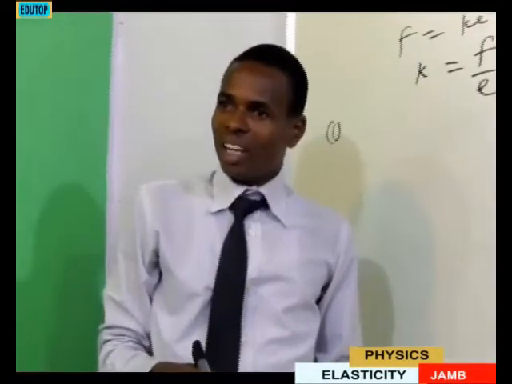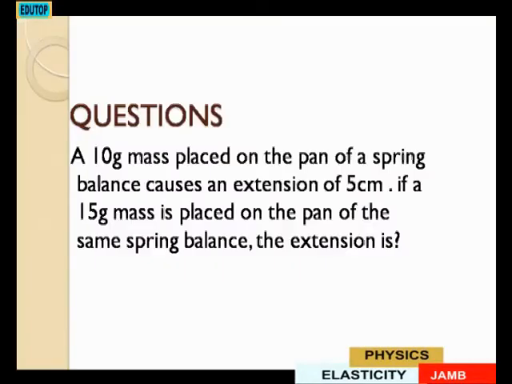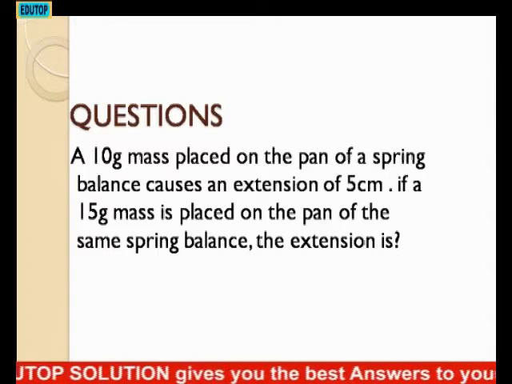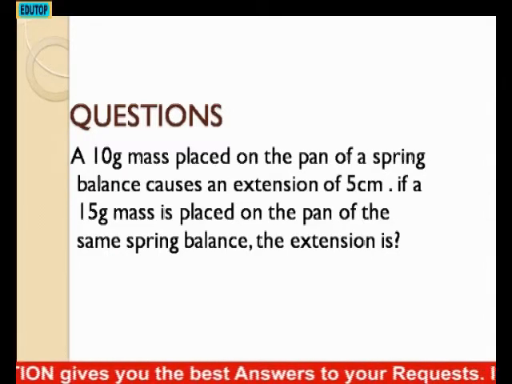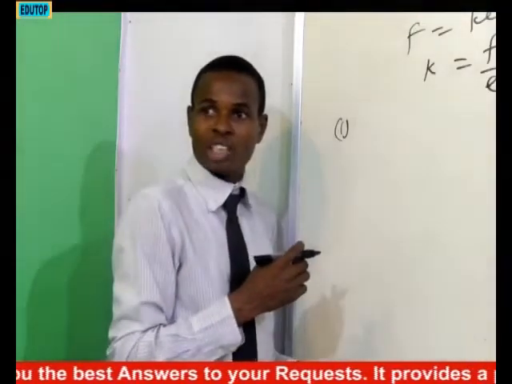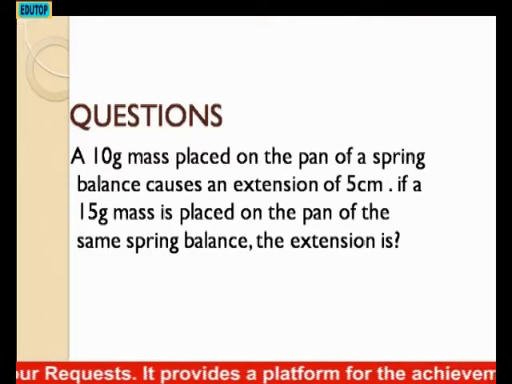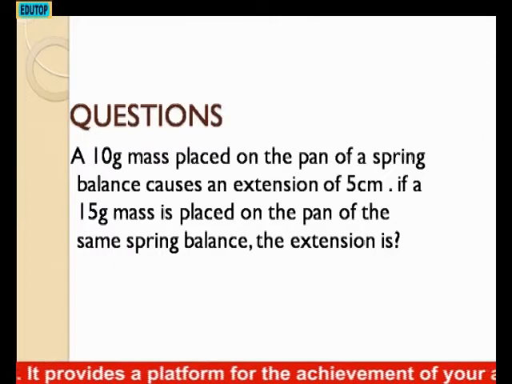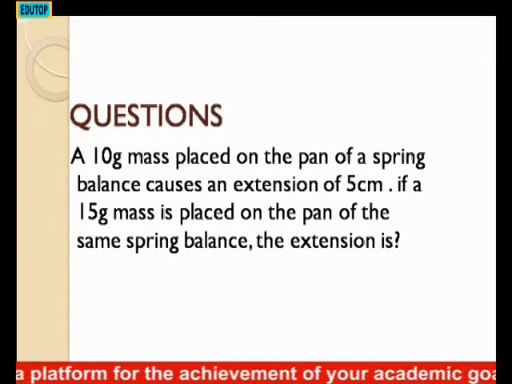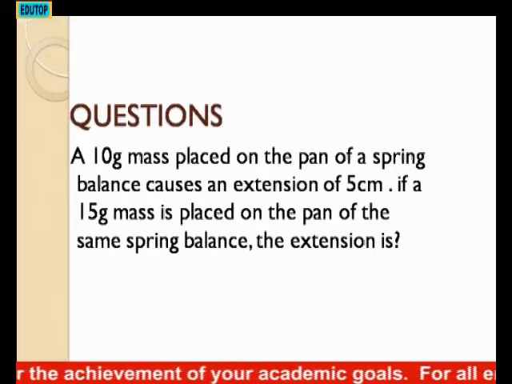1. The question says a 10-gram mass placed on the pan of a spring balance causes an extension of 5 meters. If a 15-gram mass is placed on the pan of the same spring balance, calculate the extension. Or what will be the extension? If you look at the parameters given to us, we are given a particular mass. We place that mass, which is 10 grams, on the pan of a spring balance, and that mass causes an extension of 5 meters. Okay?